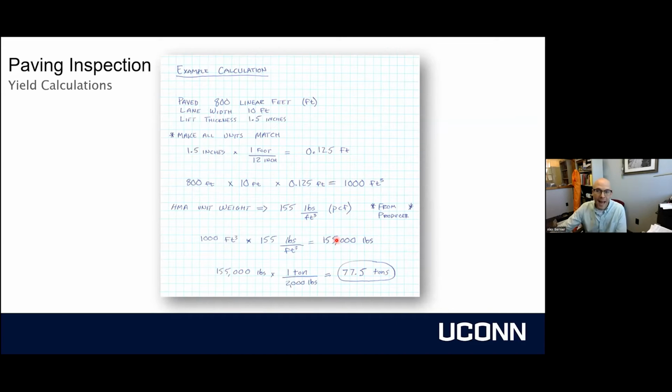Now, with paving, we happen to talk about mix in tons. So you do have to remember there's 2,000 pounds per ton. And that's the last step here, is to take our full weight, 155,000, and divide it by 2,000 to figure out how many tons we placed. So in that 800 linear feet of 10 feet of paving, it was 77.5 tons. Pretty cool.